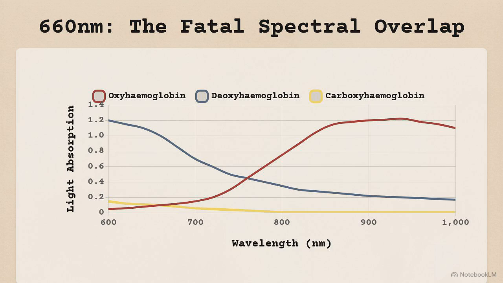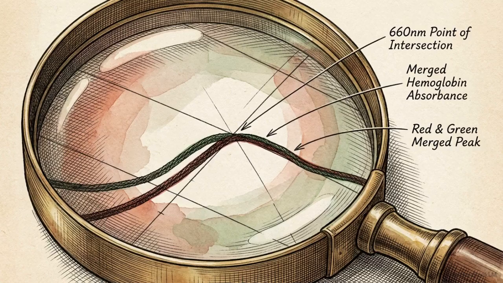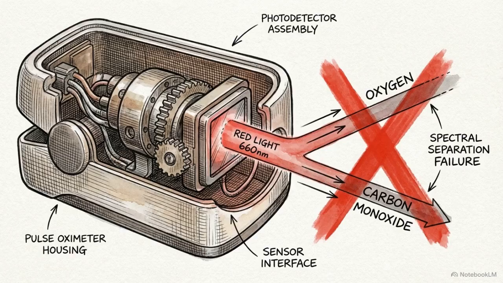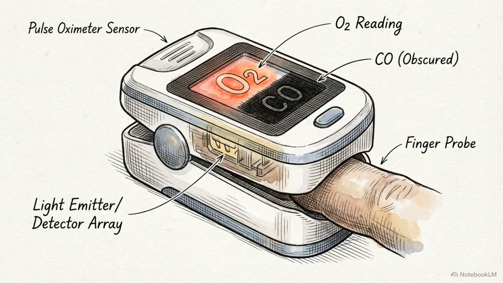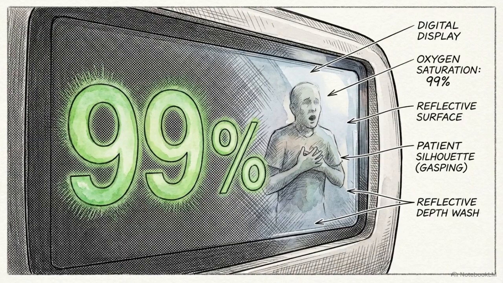Look at the 660 nanometer red wavelength mark. Here, the carboxyhemoglobin and oxyhemoglobin curves perfectly overlap. Because their absorption coefficients are identical at 660 nanometers, the pulse oximeter's photodetector cannot mathematically distinguish the light absorbed by the deadly carbon monoxide from the light absorbed by healthy oxygen. This two-wavelength architecture structurally blinds the machine to dyshemoglobins. It registers the carbon monoxide, applies its two-variable equation, and inevitably interprets fatal poisoning as perfectly oxygenated blood.